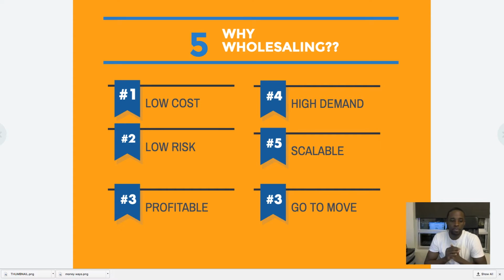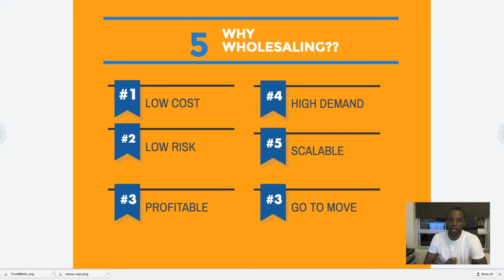And then profitable is what you put in is minuscule to what you could get out from wholesaling. So let's say you put in $1,500 for a direct mail campaign, and then out of that $1,500 you make $10,000. That's profitable. That's a huge margin. You put in $1,500 and made $10,000. So that's a huge margin, and I can show you exactly how to do that.